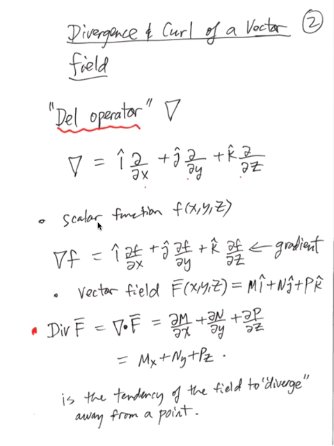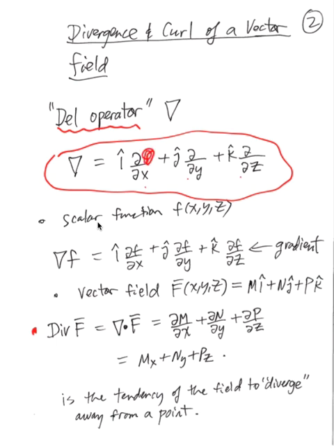Now it operates on things. This sitting by itself is nothing, right? It's got to operate on something. Well, what happens when it operates on a scalar function like f of x, y, z? This thing will hit that, and where I see an empty place right here, that's going to be filled in by f.